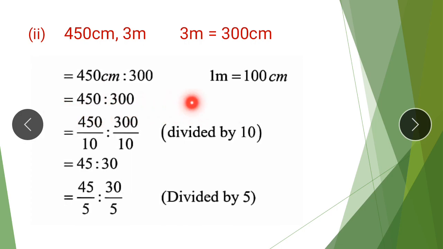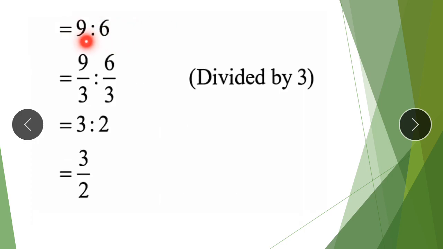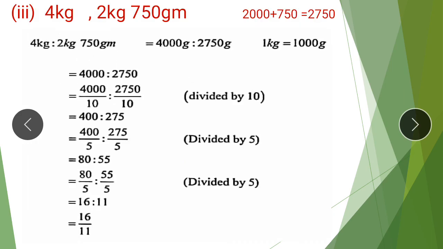Both of these quantities are divisible by 10, so we'll go with division by 10. Here we will divide 45 and 30 by 5, so we'll get 5 9s are 45 and 5 6s are 30, then 9 and 6 are divisible by 3, so we'll get as a result 3:2.